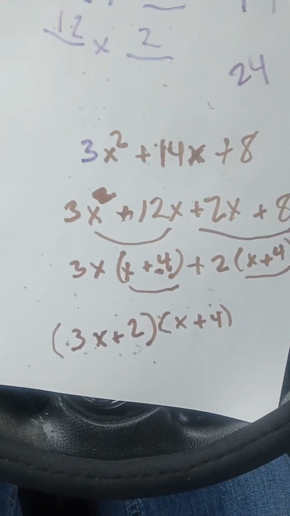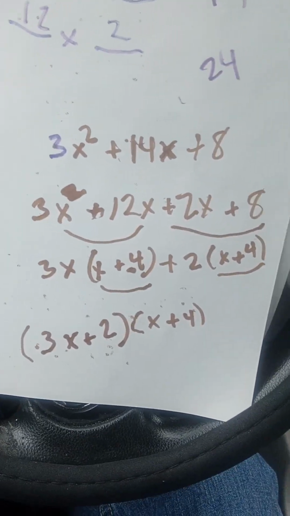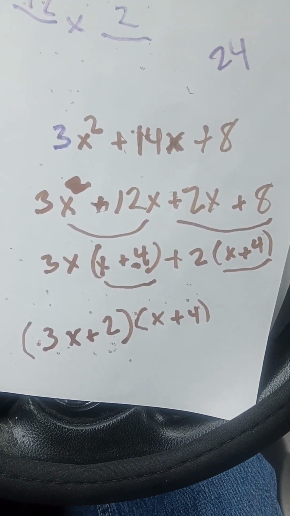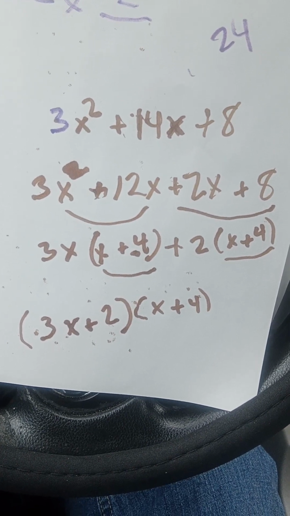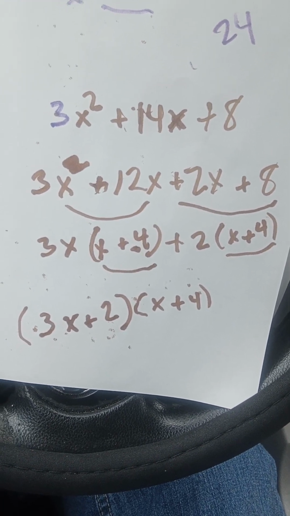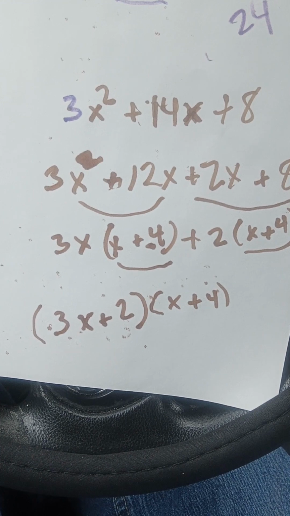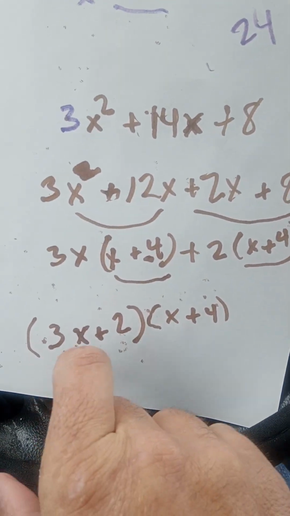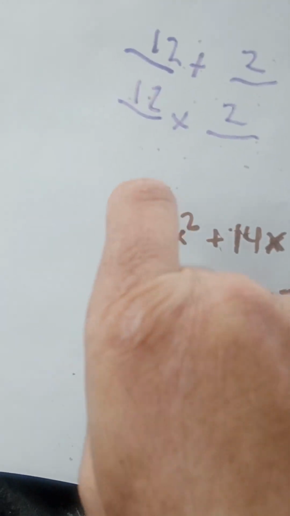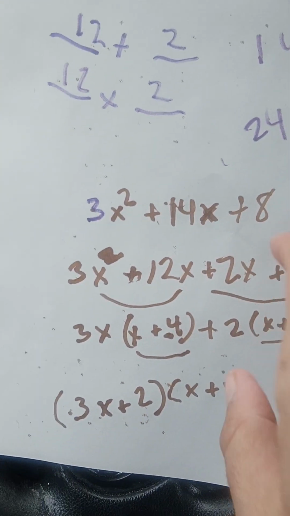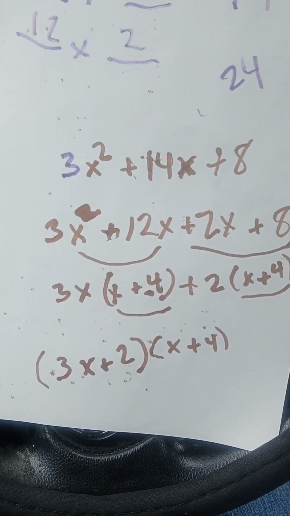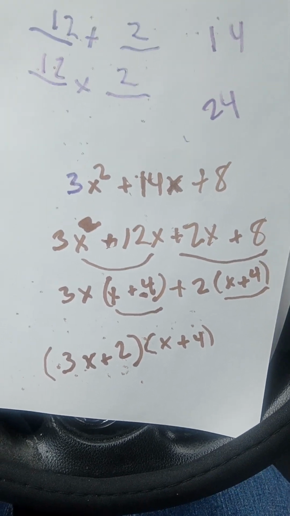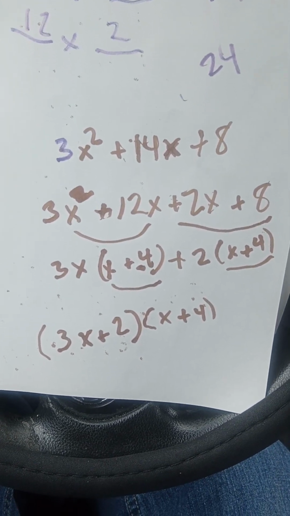So using FOIL, first, outer, inner, last, the acronym for multiplying the first terms, the outside terms, the inside terms, the last terms, if you know what FOIL is, then you can remultiply this problem here, and you will get back to the original 3x squared plus 14x plus 8.